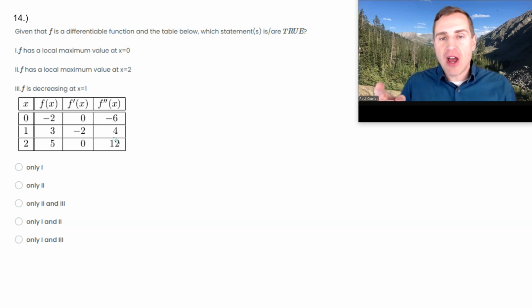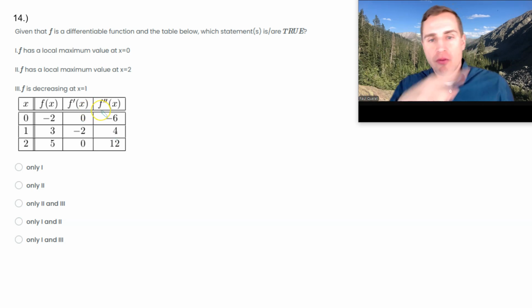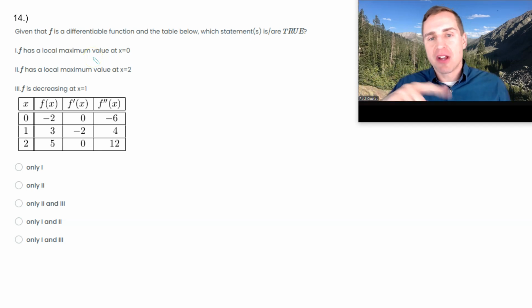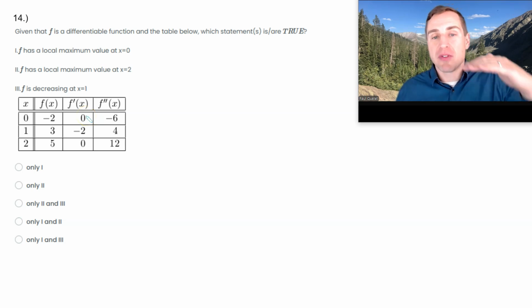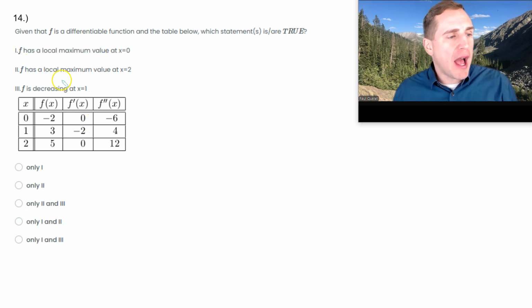Remember, the function value is like the y values, the derivative is like the slope of the tangent line, and then the second derivative is like the concavity. So concave up would be positive concavity, concave down would be negative concavity. The derivative is positive when the function's increasing, the derivative is negative when the function is decreasing. And it looks like we're asked about local maxes and mins, or perhaps decreasing values. Okay, so let's look at this.